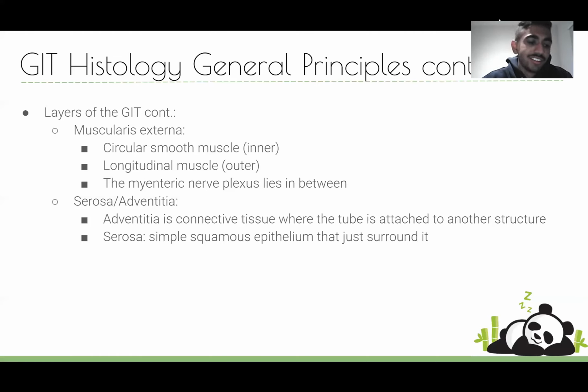Cool. And then the adventitia is connective tissue with the structure, and the serosa is a simple squamous layer that surrounds it. So it's kind of the same, slightly different, but for you guys, it's basically the same.